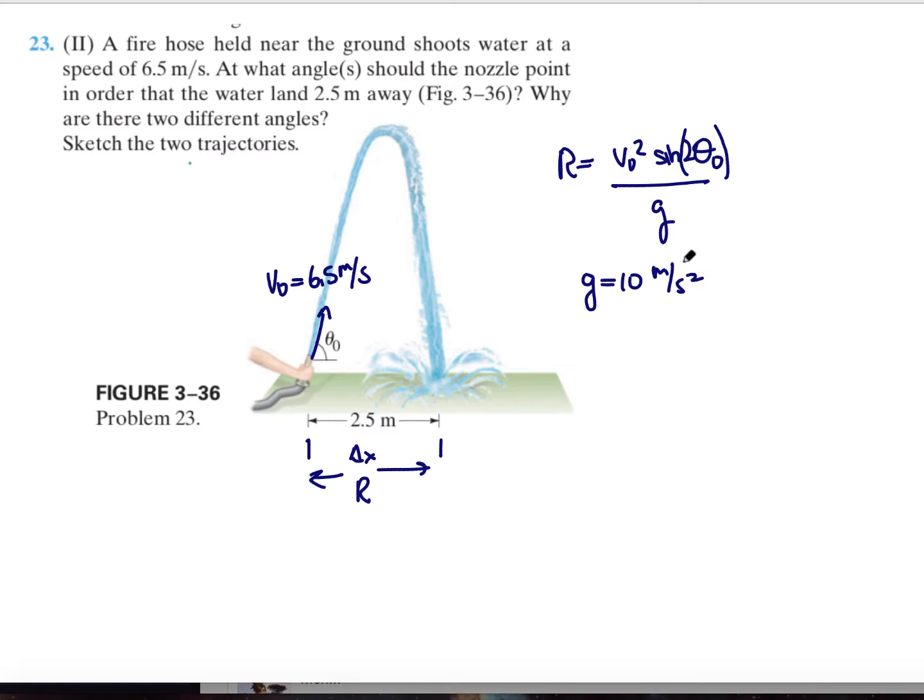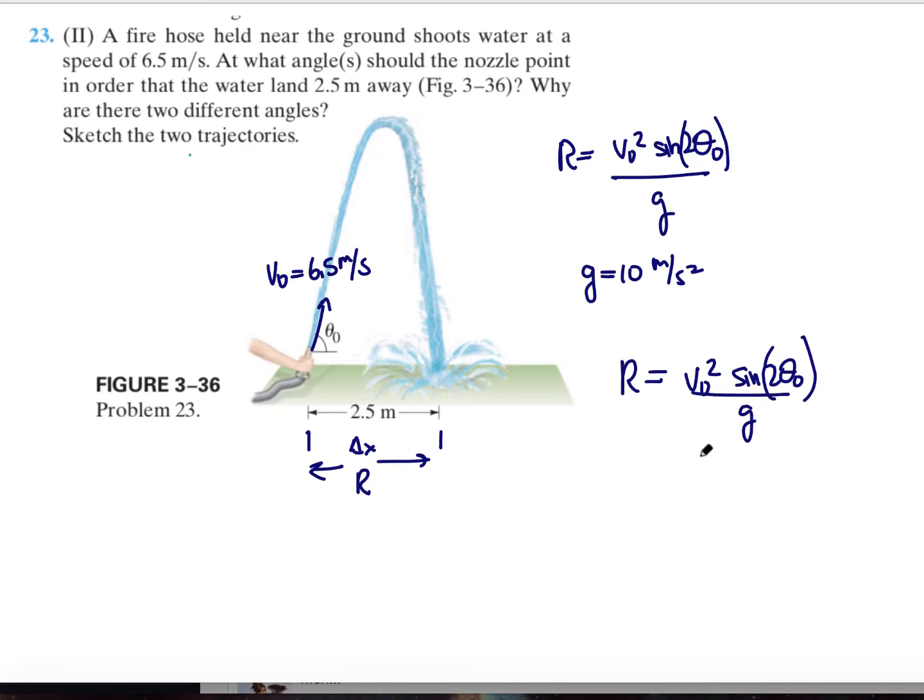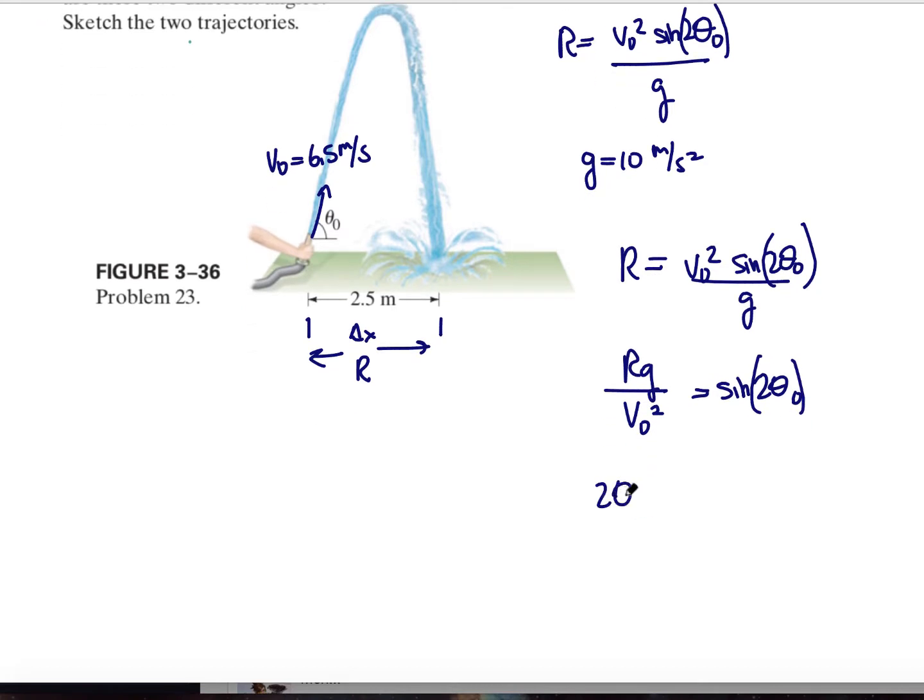So when I calculate for a range of 2.5 meters, actually let me rearrange this equation over g. I'm trying to solve for angle here. So I'm going to multiply by g, and divide by V naught squared, and that's going to be equal to the sine of 2 theta. So I know that 2 times theta is equal to the inverse sine of this ratio, range times g over V naught squared.